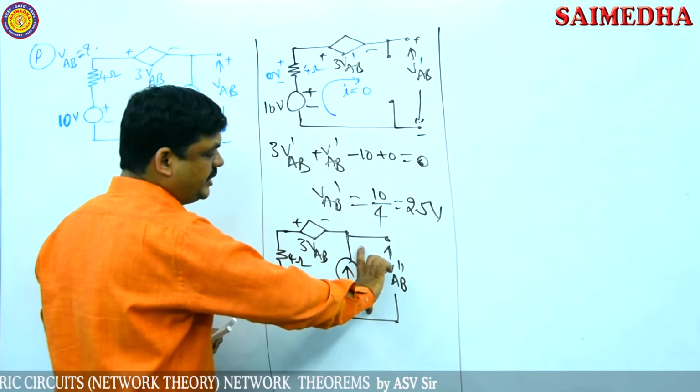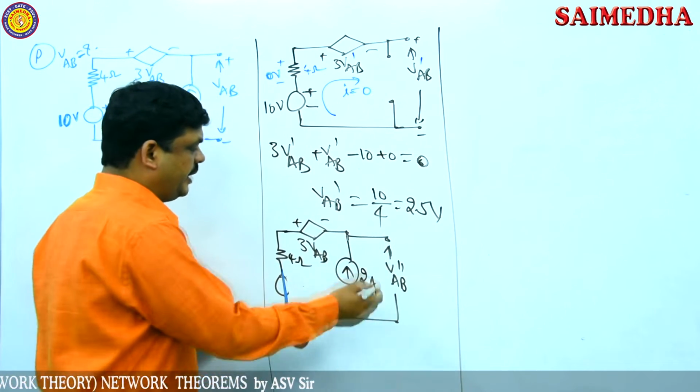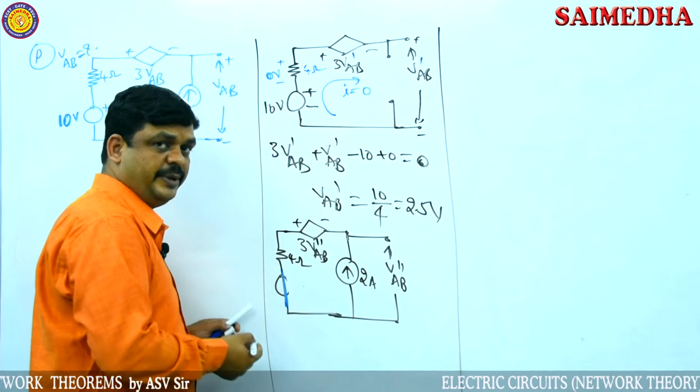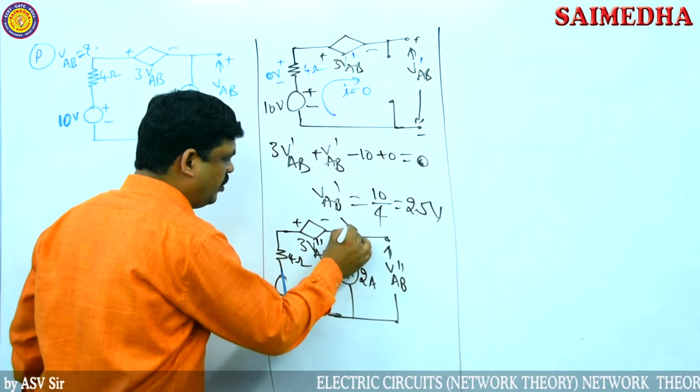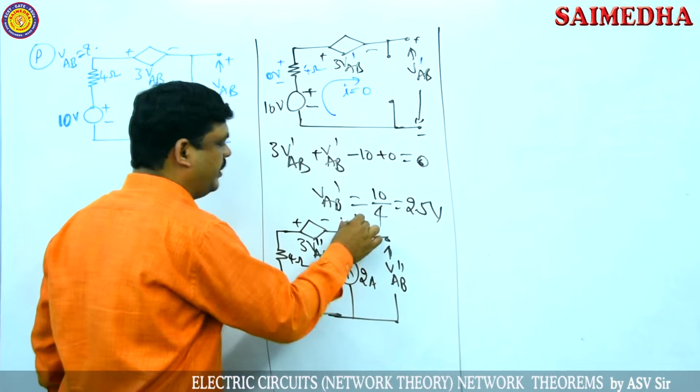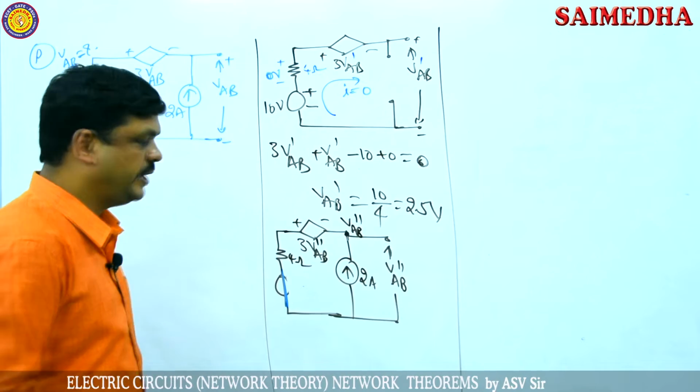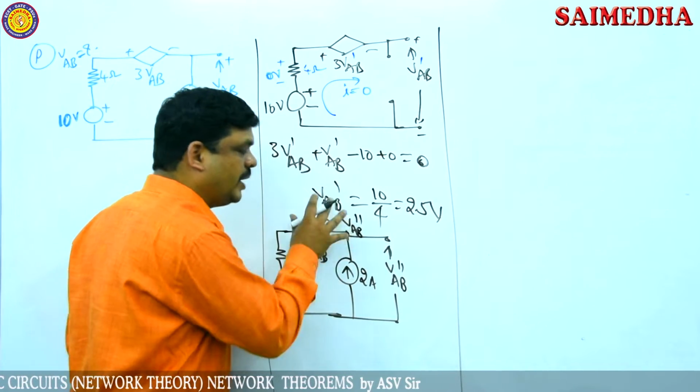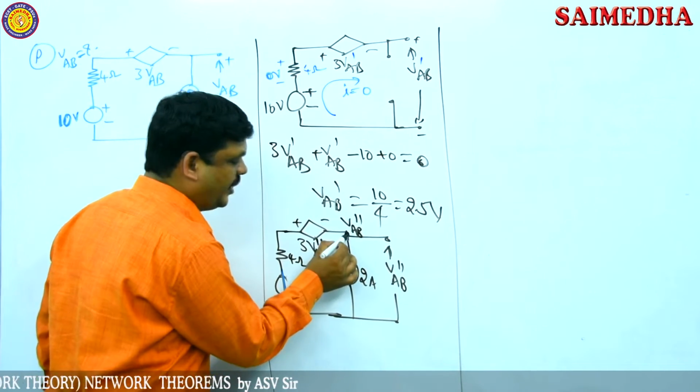So the voltage across these 2 points is VAB double dash. If it is VAB double dash, this also becomes VAB double dash. So now I am assuming this nodal voltage is VAB double dash. Then I am applying nodal analysis at this point.